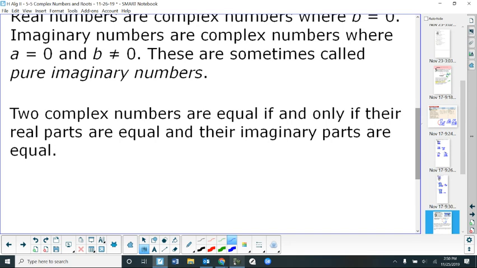Two complex numbers are equal if and only if their real parts are equal and their imaginary parts are equal, okay? So if I have 2 plus 3i equals a plus bi, then a would have to be 2 and b would have to be 3, because b would be the imaginary part and a would be the real part.